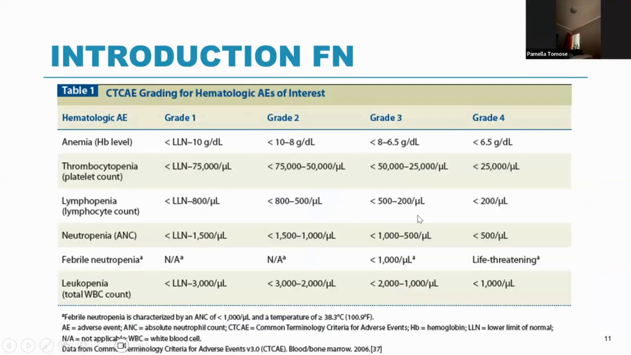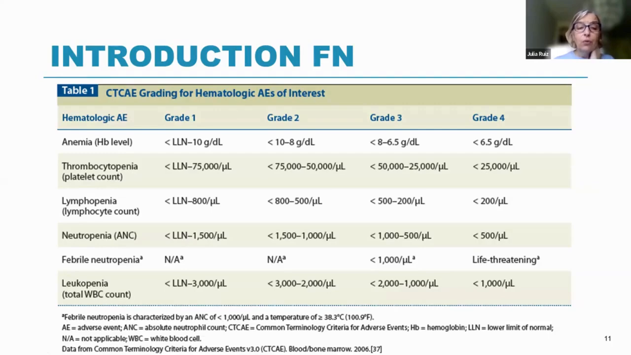As you can see here, we have the Common Terminology Criteria for Adverse Events. This is focused on hematological adverse events. If you go to the first, second, third, fourth line, we see neutropenia. So we are going to see here how we are going to grade the level of neutropenia.